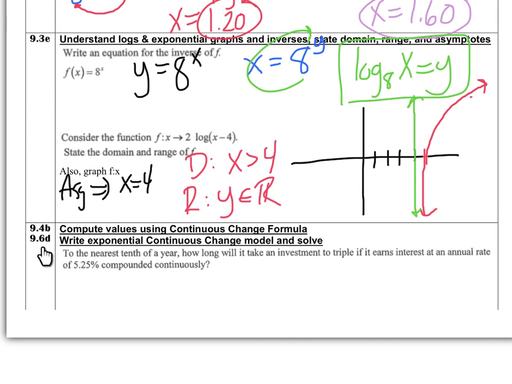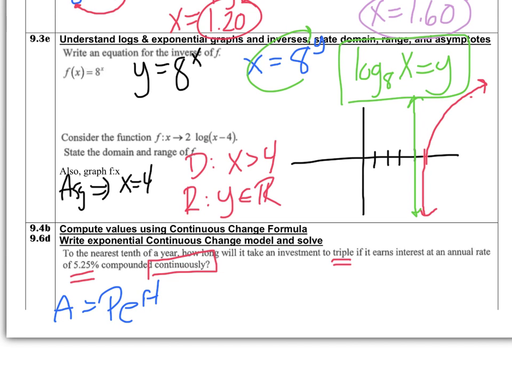9.4b and 9.6d is compute values using the continuous change model, which is the APERT, or write exponential continuous change models and solve. So in this one here, they want us to the nearest tenth of a year, find out how long it will take an investment to triple if it earns an annual interest rate of 5.25% compounded continuously. Remember, compounded continuously means APERT. And on APERT, the values stand for our beginning amount, our ending amount, our annual rate, and our time period.